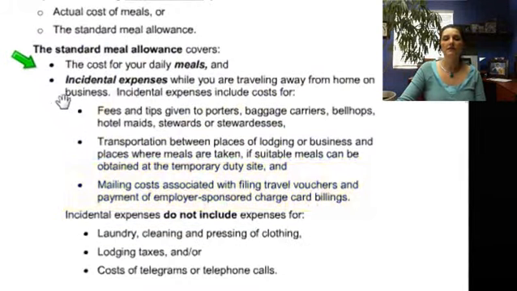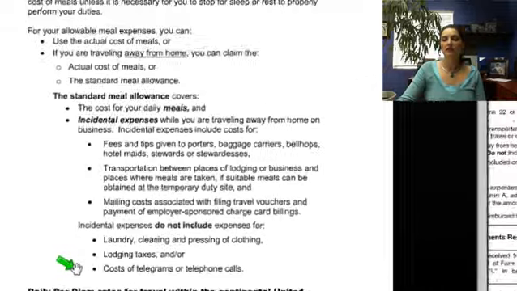Incidental expenses include the costs for fees and tips given to porters, baggage carriers, bellhops, hotel maids, stewards or stewardesses. It also includes transportation between places of lodging or business and places where meals are taken if suitable meals can be obtained at the temporary duty site, and mailing costs associated with filing travel vouchers and payment of employer-sponsored charge card billings. However, incidental expenses that are a part of the meal allowance do not include expenses for laundry, cleaning, and pressing of clothing, lodging taxes, or the cost of telegrams or telephone calls.